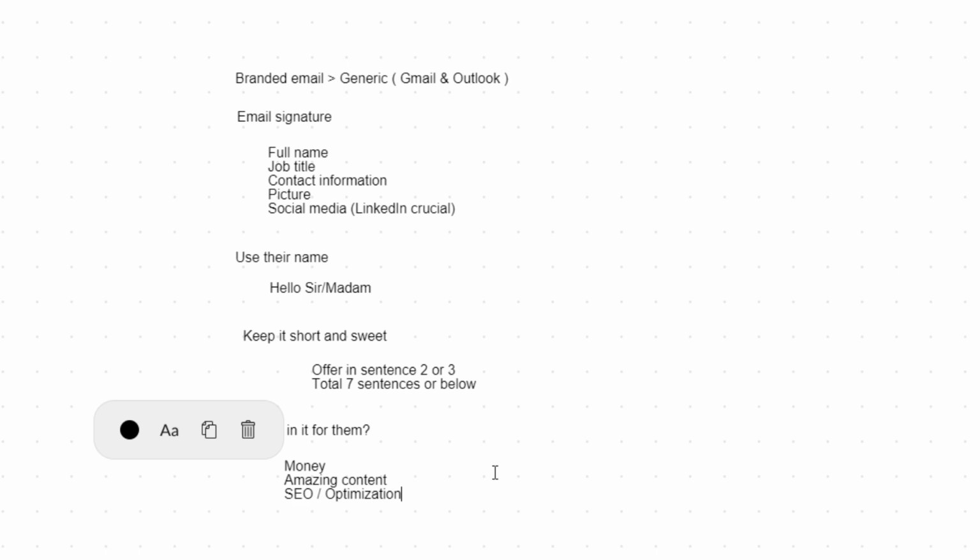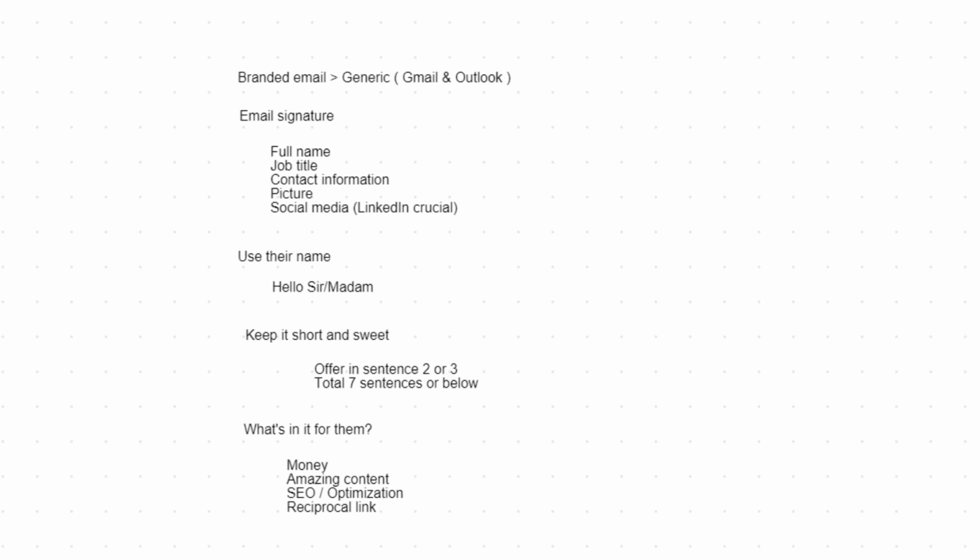What you could also offer would be a reciprocal link, like a link exchange. You link to me and I link to you. That's another thing you could offer. Now, it's really, really crucial that you make it plain obvious what you're offering here. Your value to offer should be super clear in your email outreach, so there's no question about what they are getting from you.